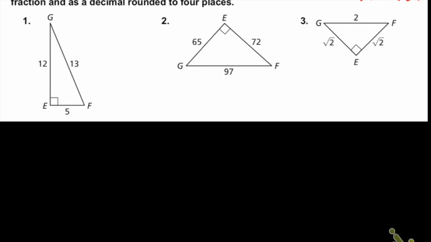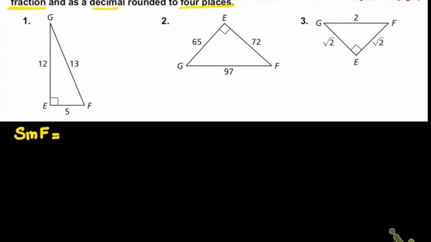So let's move to questions 1 through 3. In that part they say find sine of F, sine of G, cosine of F, cosine of G for the given triangles, and write each answer as a fraction and as a decimal rounded to 4 places. All right, let's start with our very first question. Here we have to find sine F and sine G.